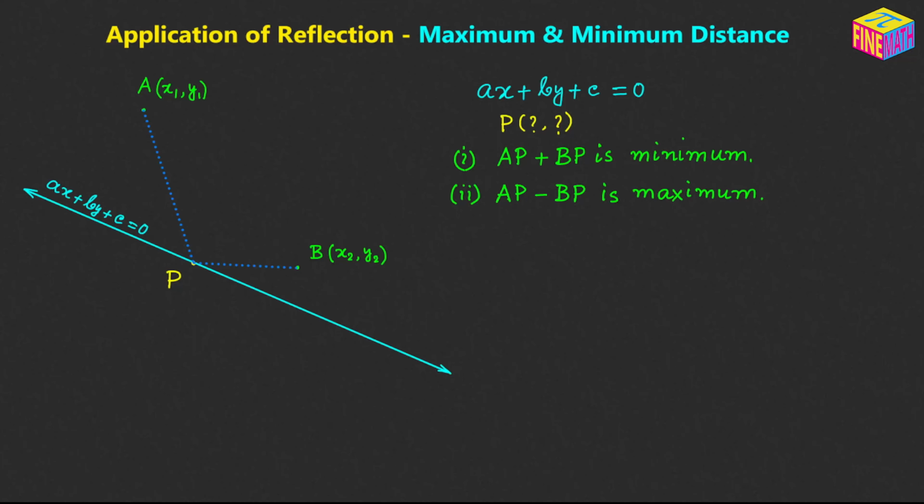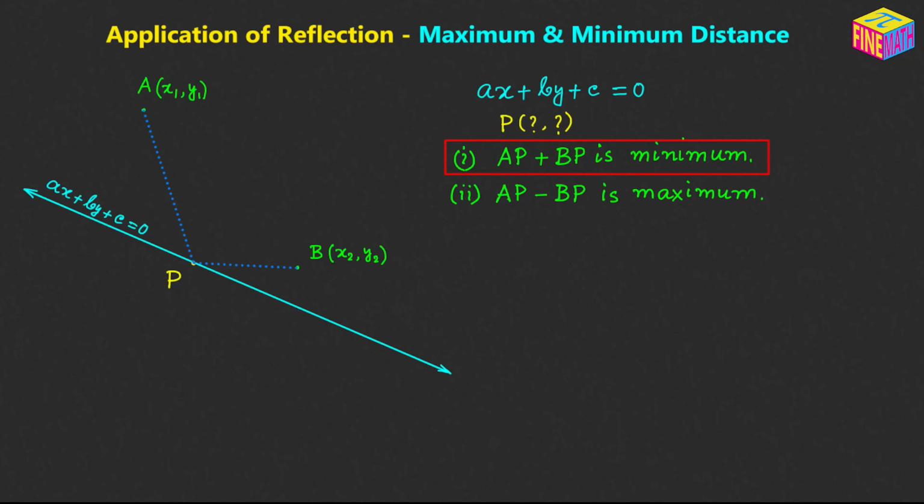So two different situations. First we are going to investigate the first situation where AP plus BP is going to be minimum. In that situation we have to find out the location of the point P on the straight line. So essentially we have to find the coordinates of point P that will make AP plus BP minimum. Now the location of P that I have chosen so far, I really don't know whether that is the correct location of P to make AP plus BP the minimum possible value.